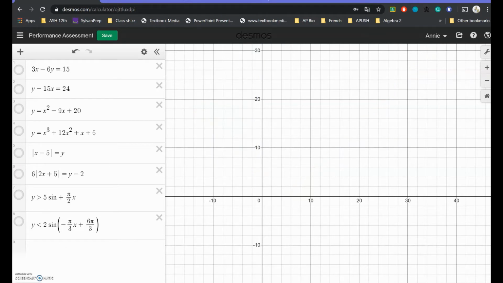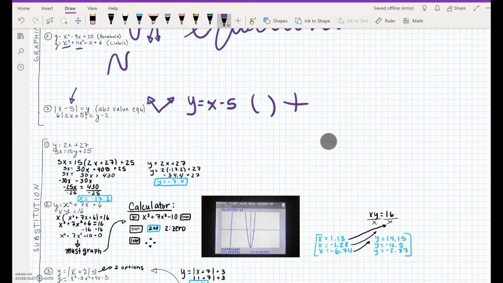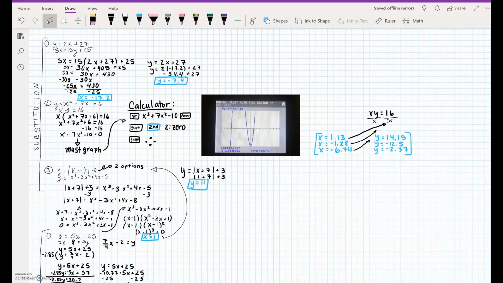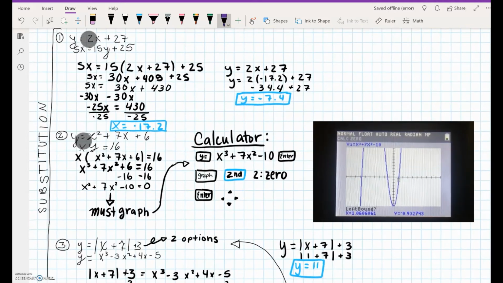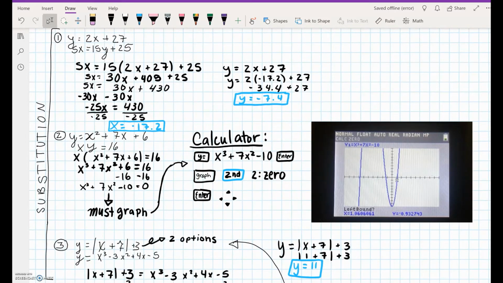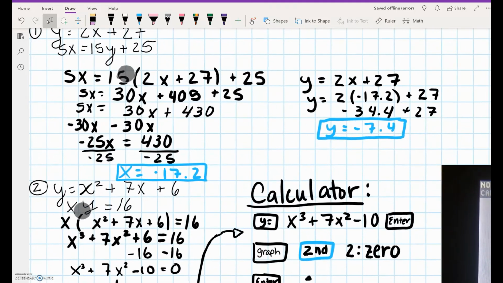Okay, and I'll be coming back to these whenever we talk about systems of inequalities. So the next method that you can use in order to find answers for your systems of equations is substitution, the substitution method. This is one of my preferred methods just because it's kind of the same every time, in a sense.